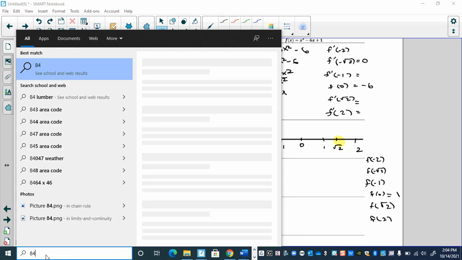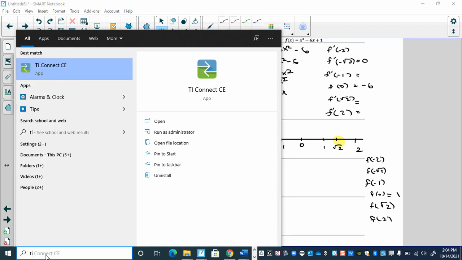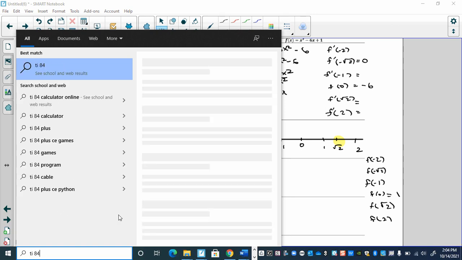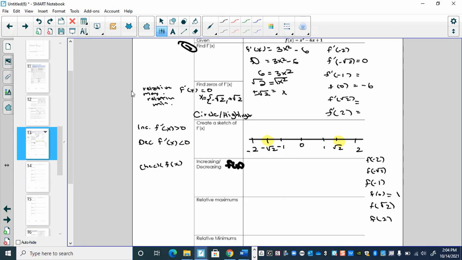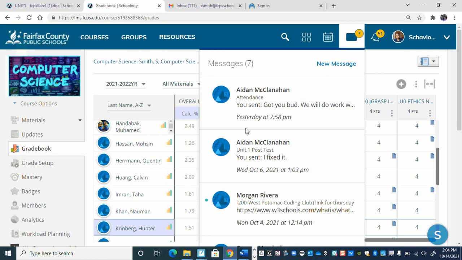TI-84. Oh, I don't have it. It sucks. So I guess we're using Desmos.